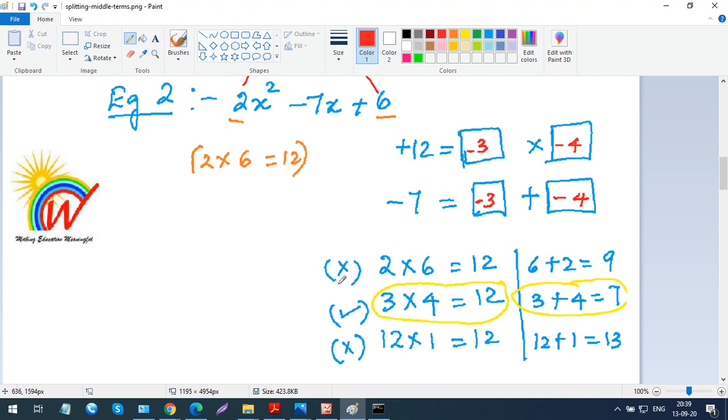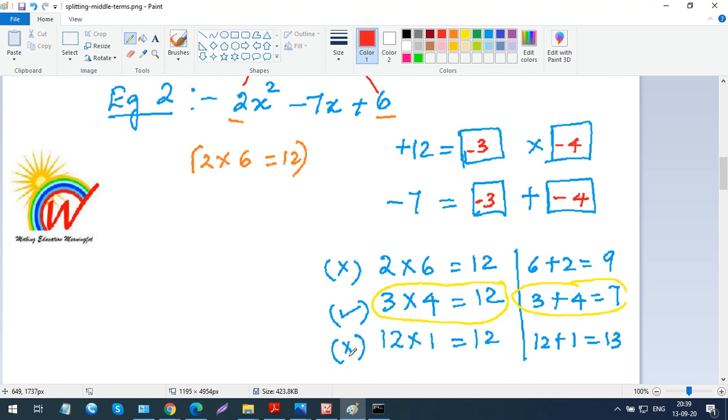The second thing is 3 fours are 12. So 3 plus 4 gives you 7, right? So that's giving me 7, so I will keep this. Understood? Now in 12 into 1, 12 plus 1 gives you 13, and 12 minus 1 gives you 11. So that is not giving me what I want. So I will rule out these two. There will always be only one condition which will be satisfying.